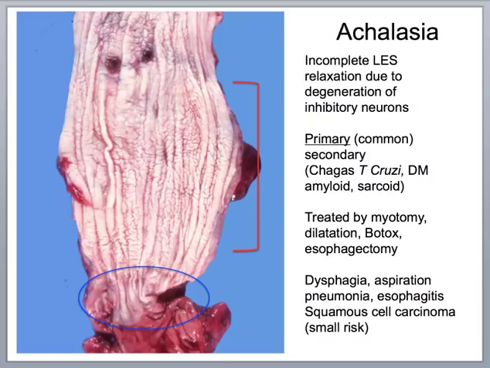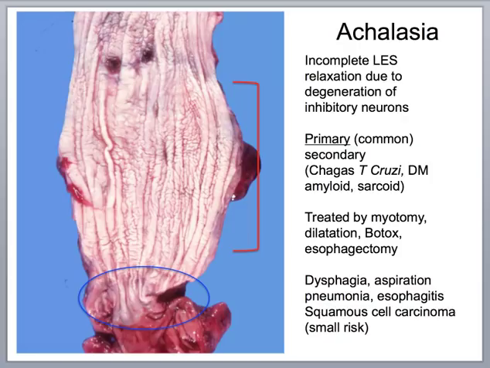Achalasia is characterized by a triad of incomplete LES relaxation, increased tone, and a loss of normal peristalsis of the esophagus. Primary achalasia is the result of distal esophageal inhibitory neuronal degeneration, and this leads to the increased tone. This is the most common form of achalasia and is diagnosed by ruling out secondary forms. So the primary is idiopathic.